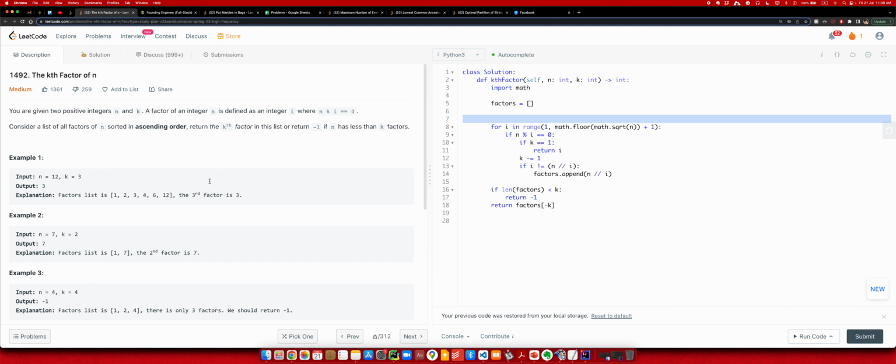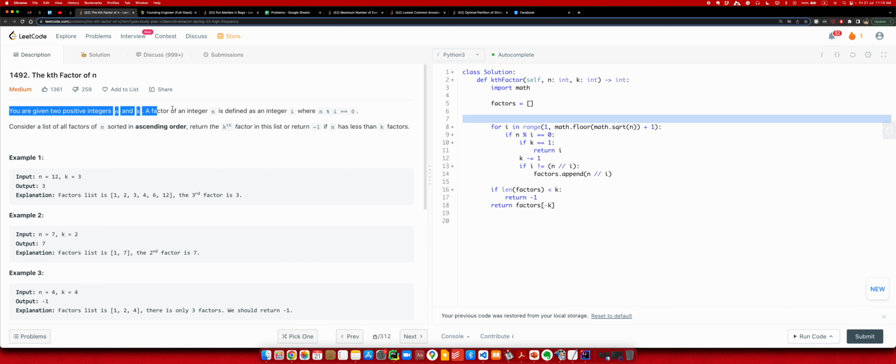The problem we are going to solve today is the kth factor of n. This is a fairly easy problem. You are given two positive integers n and k. Here they have defined the factor. What is a factor? And consider a list of factors sorted in ascending order, return the kth factor.